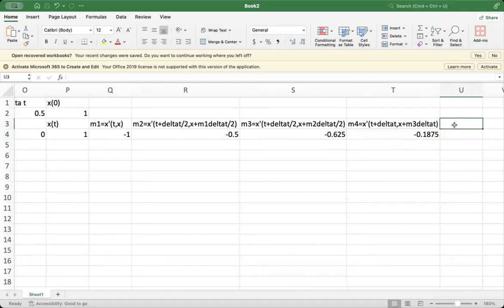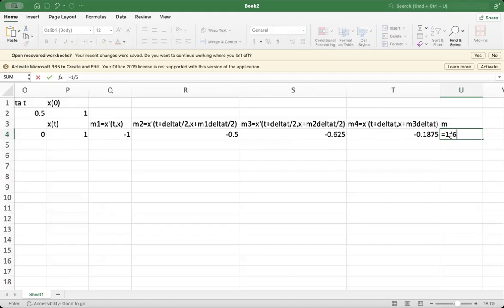And then finally, what is M? So M, the slope that we're actually going to use, is a combination of M1, M2, M3, and M4, and it's a weighted average. And so it's going to be 1/6, so sorry, equal 1/6. Is that how I want to do it?